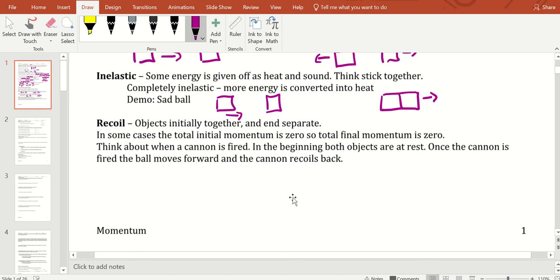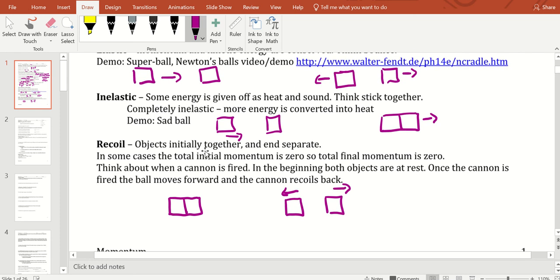The last type of collision we're going to be looking at is recoil. Recoil occurs when the objects start together and end separate. So we have two objects that are starting together. Think about a cannon firing a cannonball, right? When the cannon fires, the ball's going to go one way, the cannon's going to go another way.